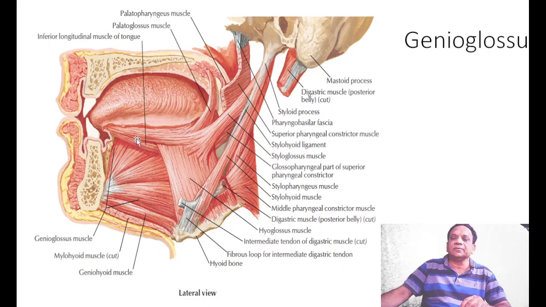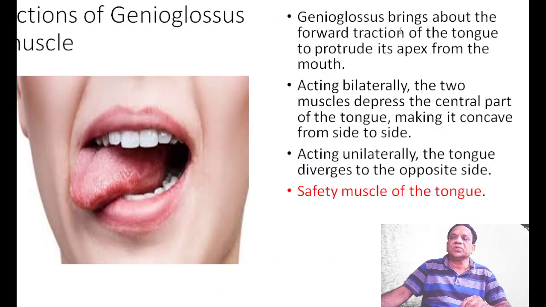And its action, if you observe, the genioglossus brings about the forward traction, what we call protrusion. Its effects from the mouth, we can do like this. If one side muscle is active, so here the left muscle is active, the tongue is deviated to the right. If both are active, we can protrude the tongue equally outside the oral cavity. And you can see this word, safety muscle of the tongue.